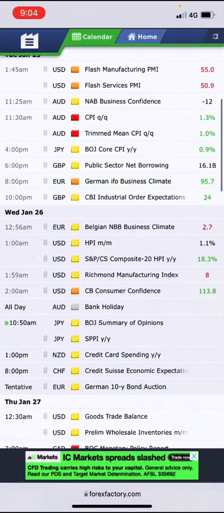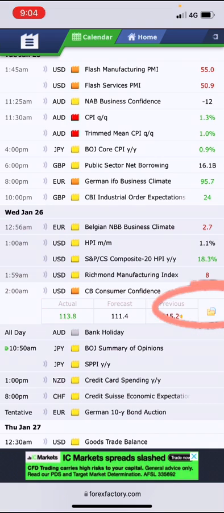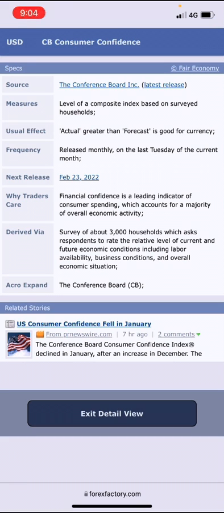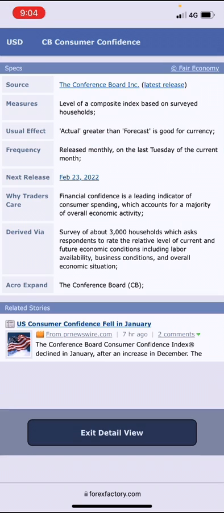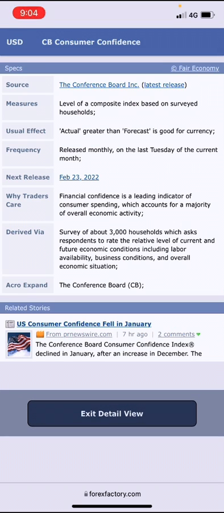On Wednesday at 2 o'clock in the morning, so that's already passed, we had an orange folder on the US dollar. And to check the news, you just click on it, and then you click on this little folder here, and that tells you what the news is. So that's Forex Factory. There was no major news today. Let's have a look at the currencies we're trading.